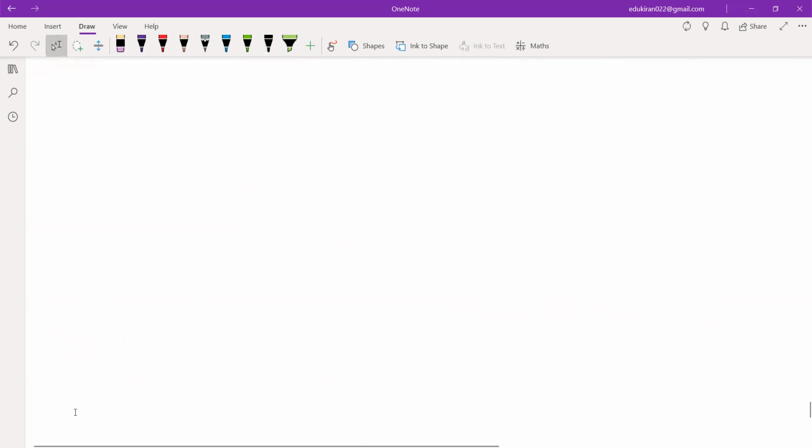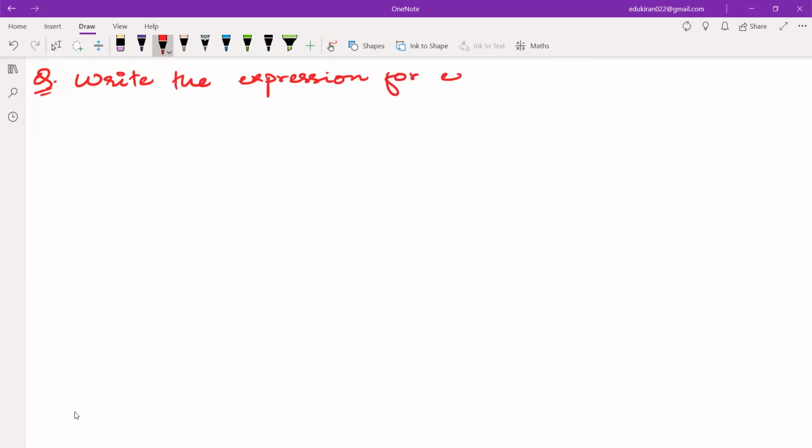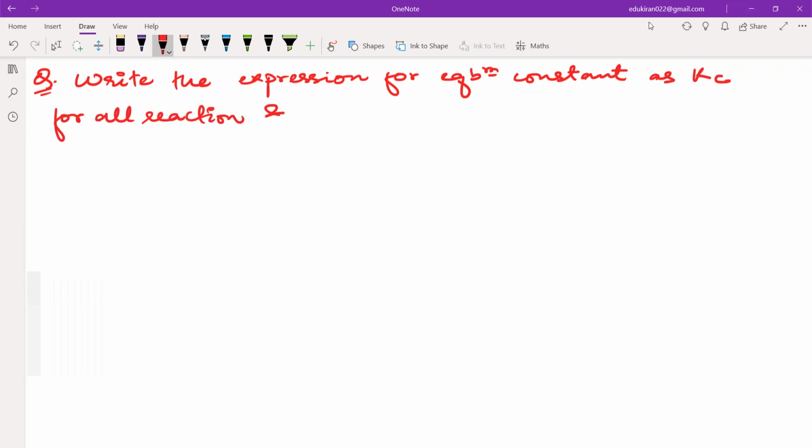Write that down. Write the expression for equilibrium constant as Kc for all reactions and as Kp wherever applicable. So for all of them, you have to write Kc no matter what, but you will write the Kp also if you have only gases. So the first one I'm doing for you.